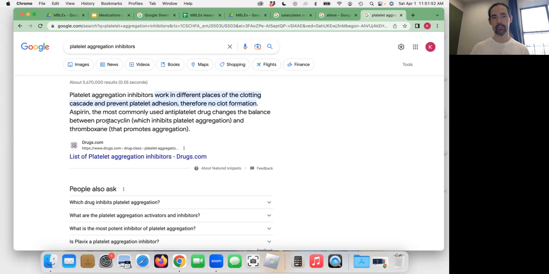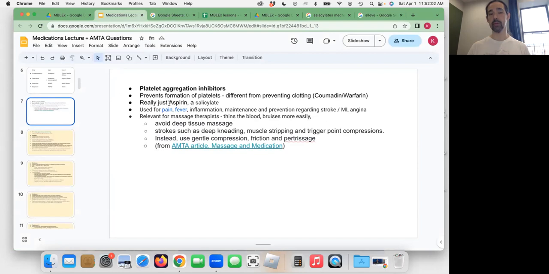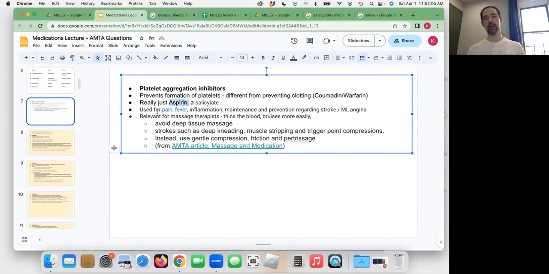Thromboxane, prostacyclin. And these are not drugs that you need to be aware of. I just want you to know that there's more than one out there, but the most common is aspirin. Aspirin is also used for pain and fever as well as inflammation, right?